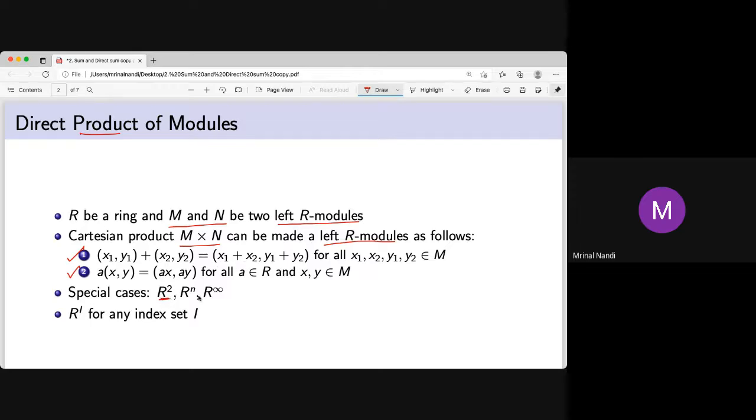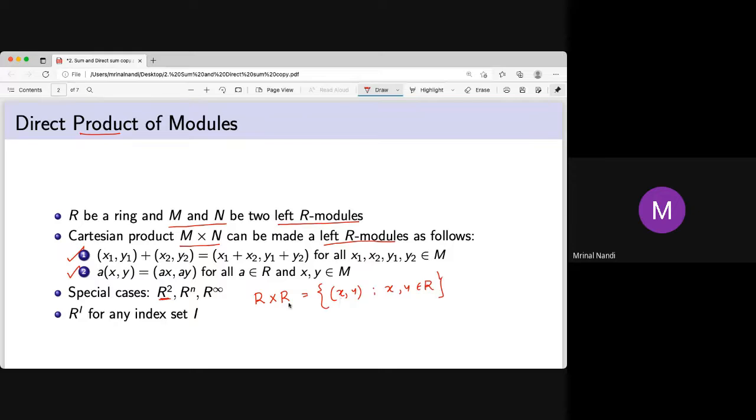Now what is R squared? If I take R as a ring, the module R is a module over that ring R, then R cross R is a module, like a vector space. F squared is a vector space: F cross F is called F squared. F squared is a 2-dimensional vector space over F, for F a field, and we know F to the power n is an n-dimensional vector space over F. Similarly R cross R is the set of all Cartesian coordinates, ordered pairs (x, y) with both x and y from R.